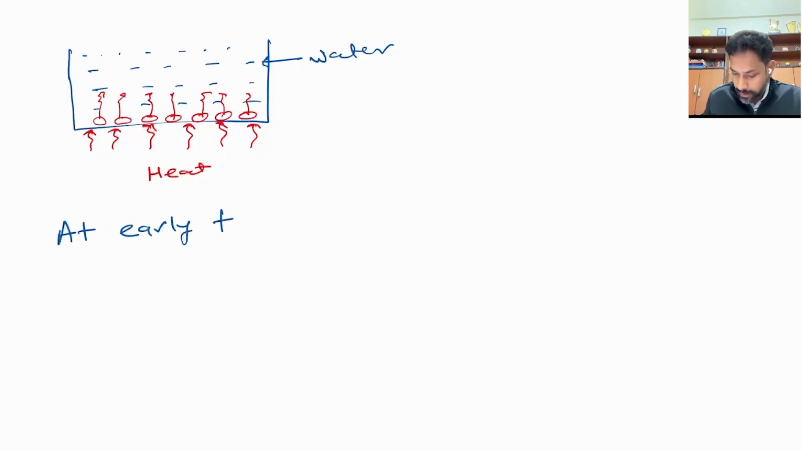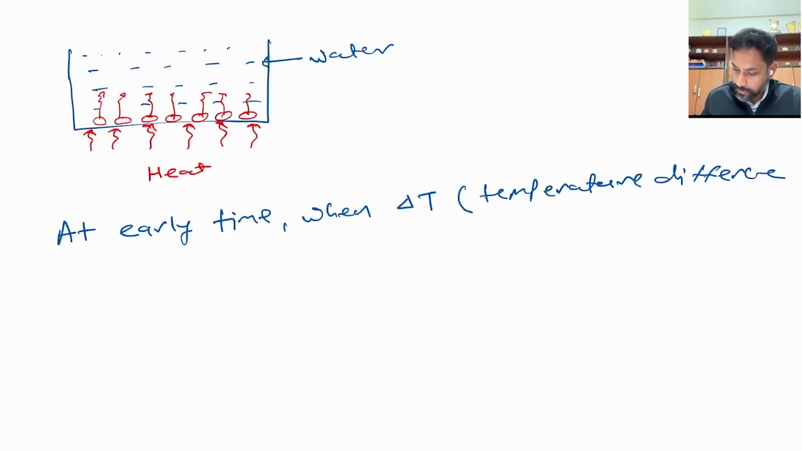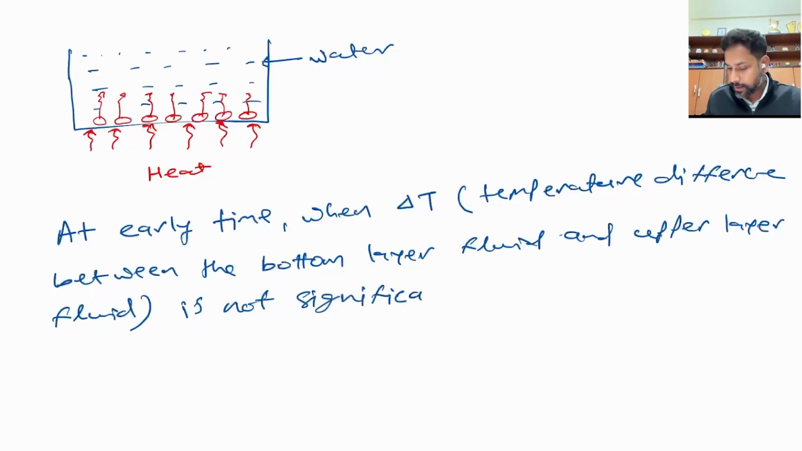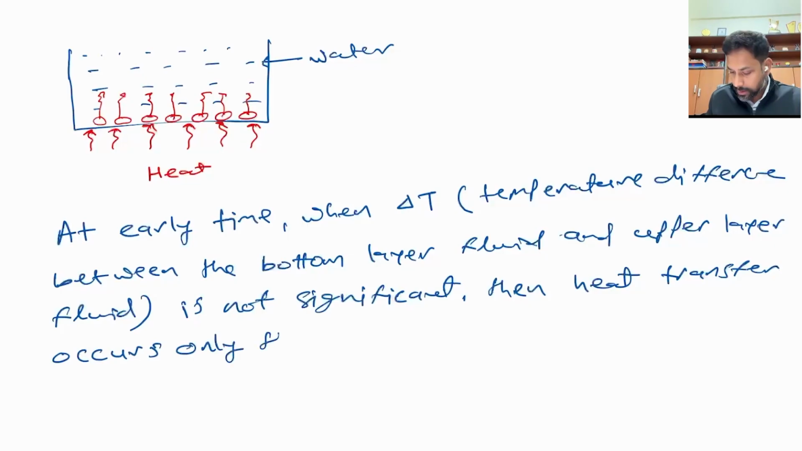So at early time, when delta T, that is the temperature difference between the bottom layer fluid and upper layer fluid, is not significant, then heat transfer occurs only through conduction.